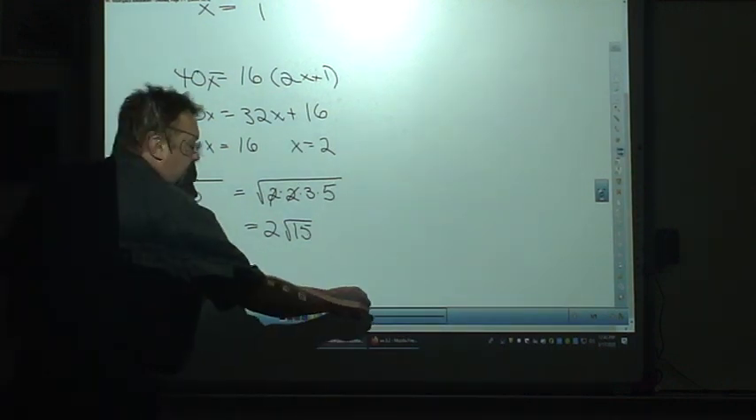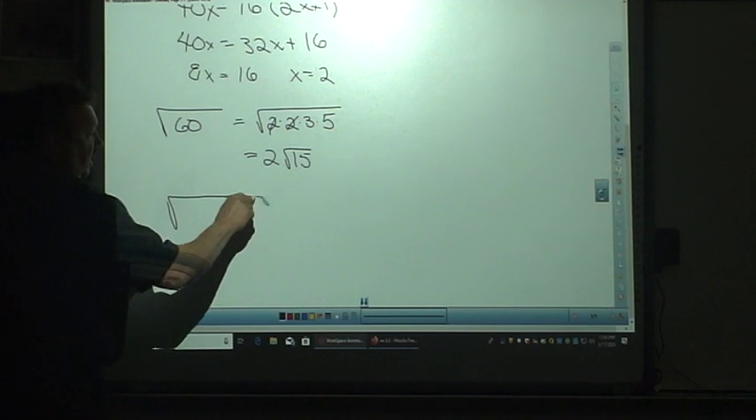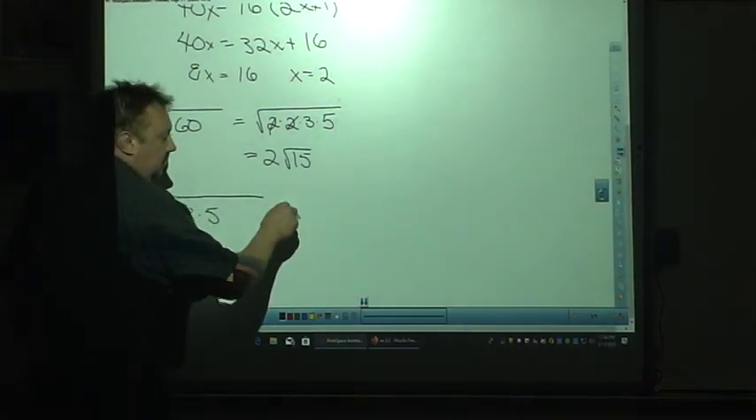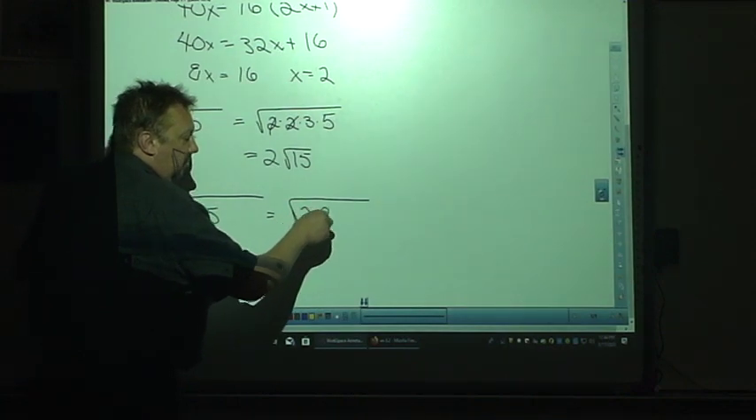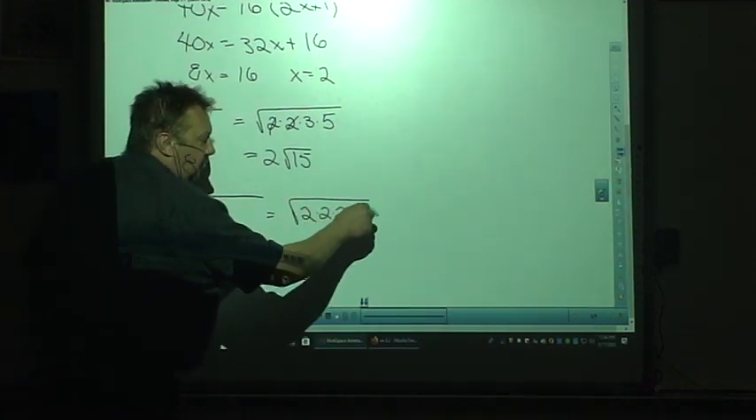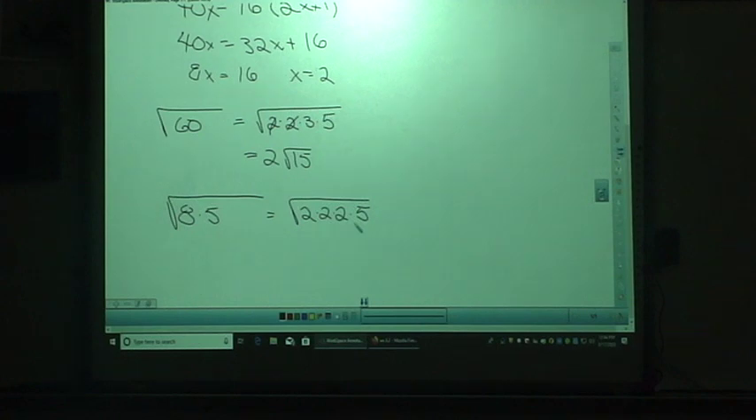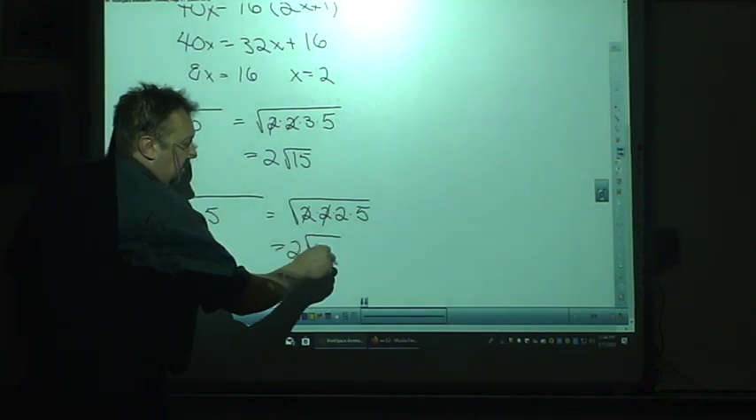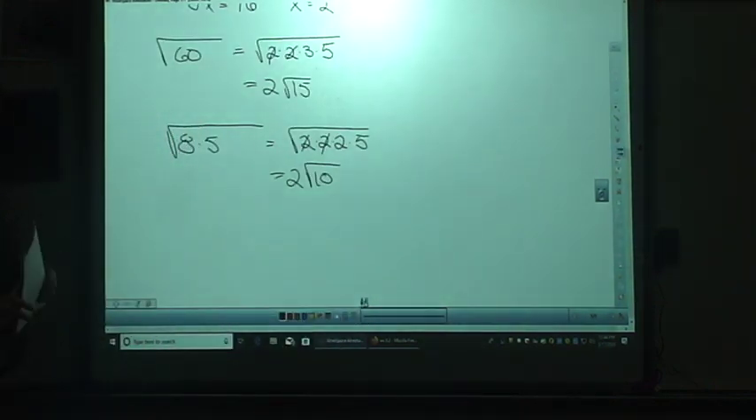For 8 times 5, same idea. If you want, you can start it out as just 8 times 5. 8 is 2 times 2 times 2 times 5. 2 times 2 is 4, 4 times 2 is 8. Take out a 2, and it leaves you with 10 on the inside.